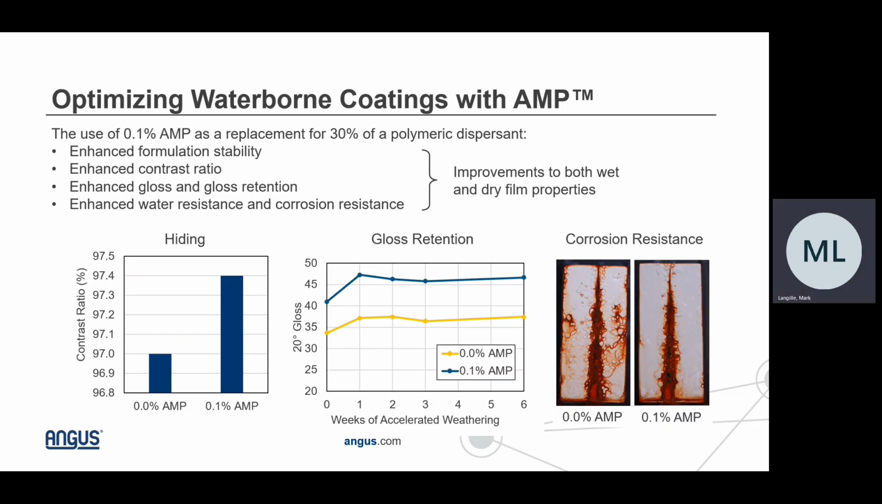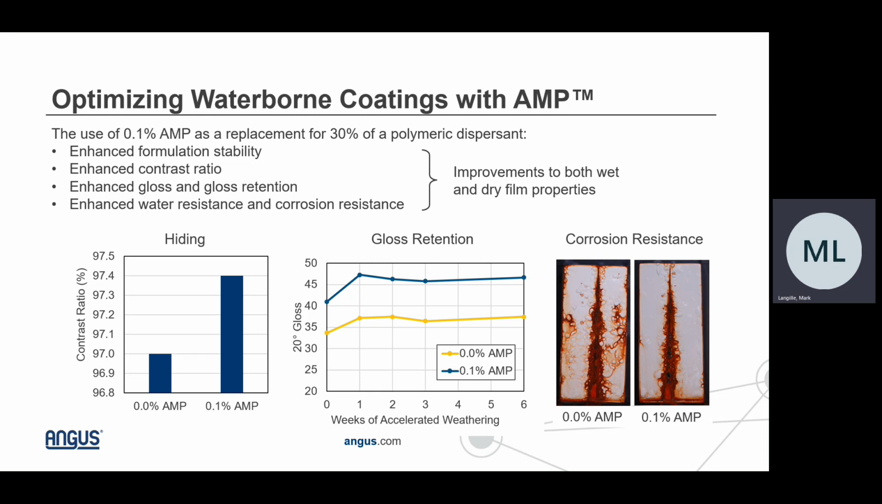We have done a significant amount of work over the years in both architectural and waterborne industrial coatings, and we have a fairly good understanding of how to optimize formulations, primarily based on titanium dioxide with amino alkyl dispersants. And the typical formulation strategy is to use a low level of amino alcohol. This is typically between 0.1 and 0.25% on total formulation weight in the pigment grind, and use that as a replacement for 30 to 50% of the primary dispersant that's in the formulation. This can yield improvements to both the wet and the dry film properties.